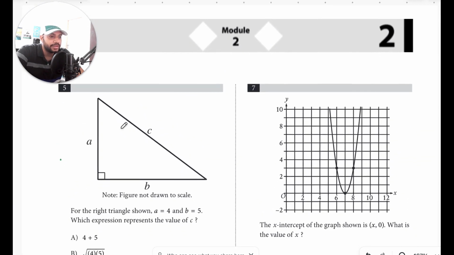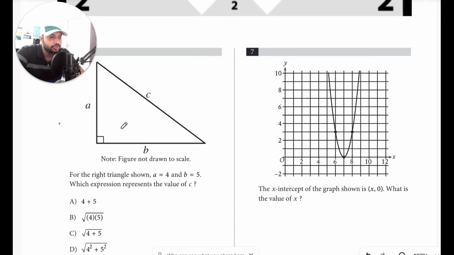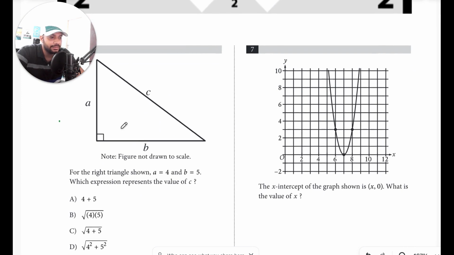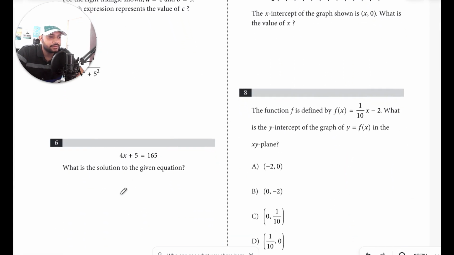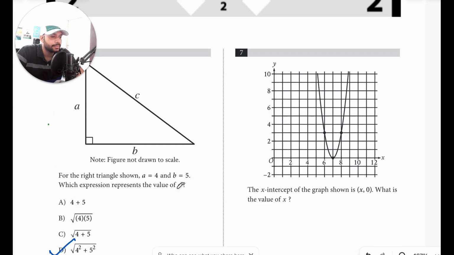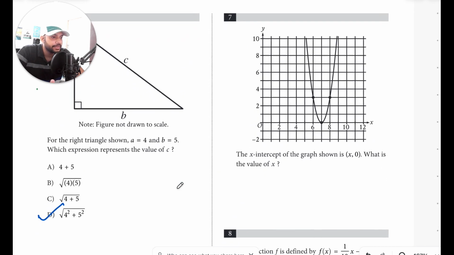Okay, question 5. For the right triangle shown, a is equal to 4, b is equal to 5. Which expression represents the value of c? Square root of 4 squared plus 5 squared. 4x plus 5 is equal to 165. What is the solution to the given equation? 4t. 7. The x-intercept of the graph shown is x comma 0. What is the value of x?